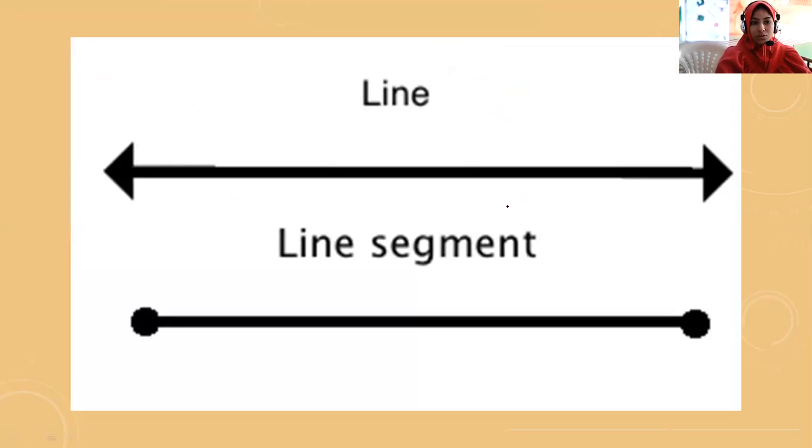Okay, this is the difference between a line and a line segment. In a line, you can extend the line in both directions, but in a line segment you have end points. A line segment has end points inside it, but a line has no end points. You can extend it in any direction.